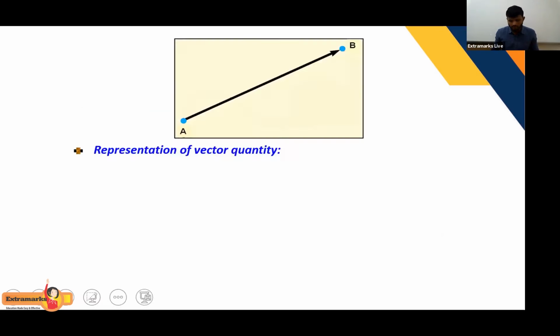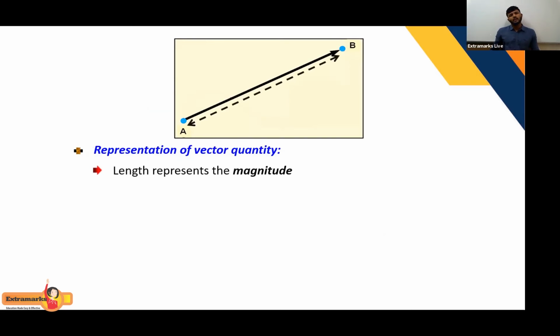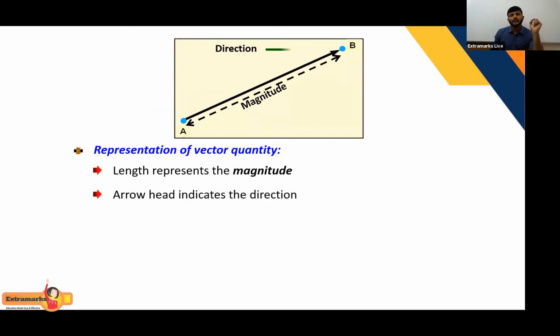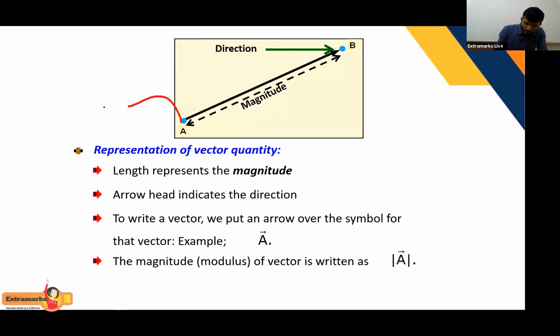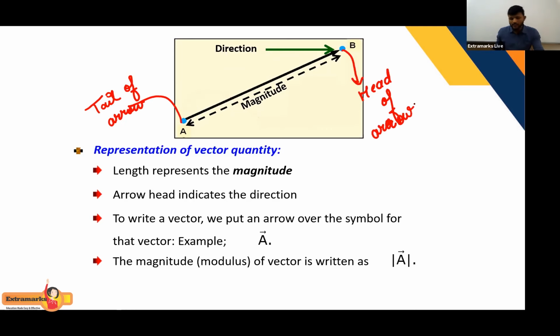Let's move on. Now, a very important part: how to represent vectors, and how they are different from scalars. So always remember, vectors are represented by an arrow symbol. This part is called the tail of the arrow, and this is called the head of the arrow. Here you can see point A is the tail of the arrow and B is the head of the arrow. And the arrow symbol represents the direction and the length of the arrow represents the magnitude.